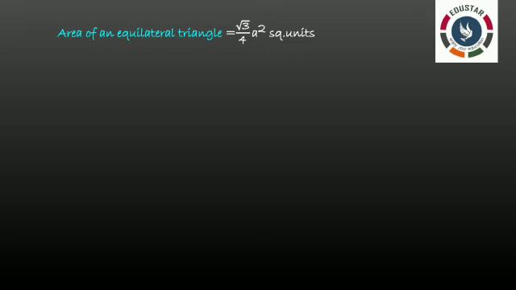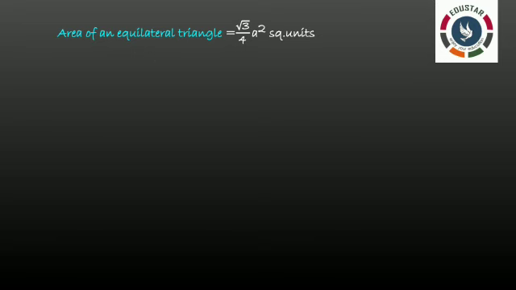You have studied in lower class also, right? What is area of equilateral triangle? Root 3 by 4 into A square. So we have found area of an equilateral triangle using Heron's formula. Now let's move to next part of the question.